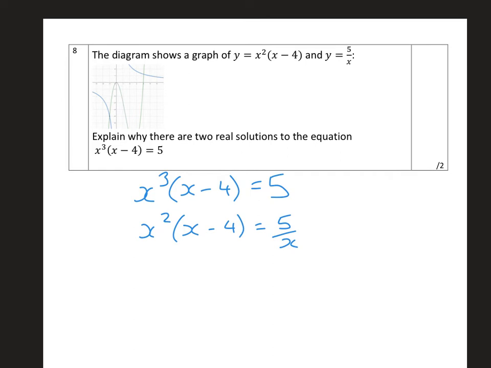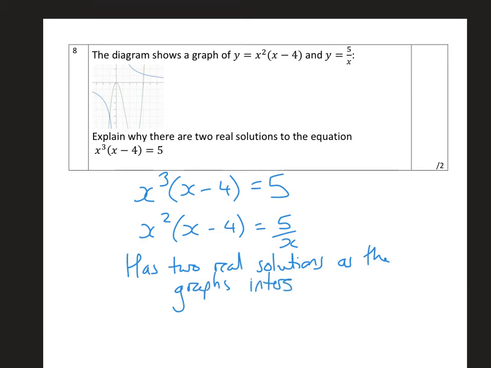And this equation has two real solutions as the graphs intersect twice. So since that equation has two solutions, my original equation has two solutions.